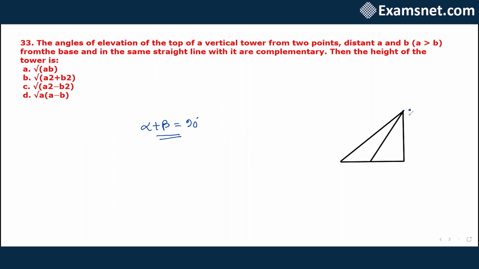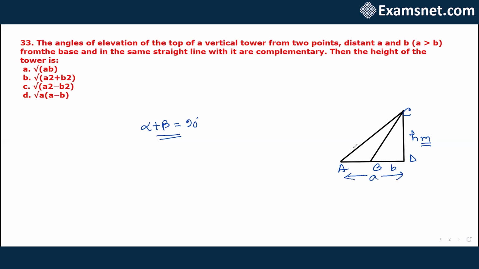Let's say here CD is the vertical tower, and we can assume the height of this tower as h meter. Next, there are 2 points on the ground in the same straight line with the tower. So here the first point is A and the second point is B. The distance between the foot of the vertical tower and the point B is B meter, and the distance between the point A and the foot of the vertical tower is A meter.